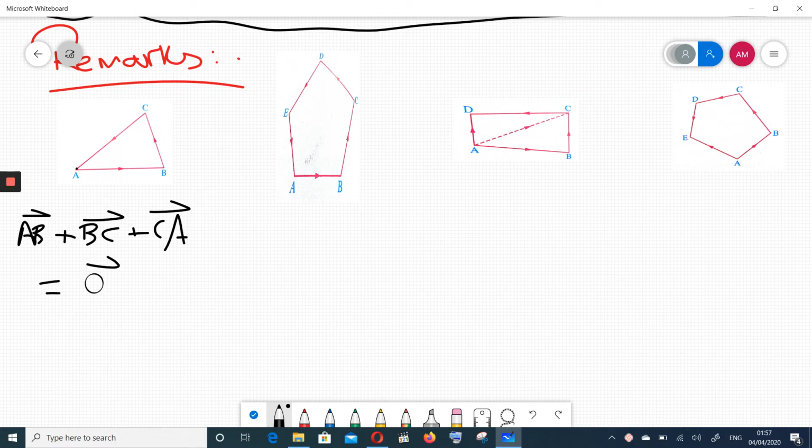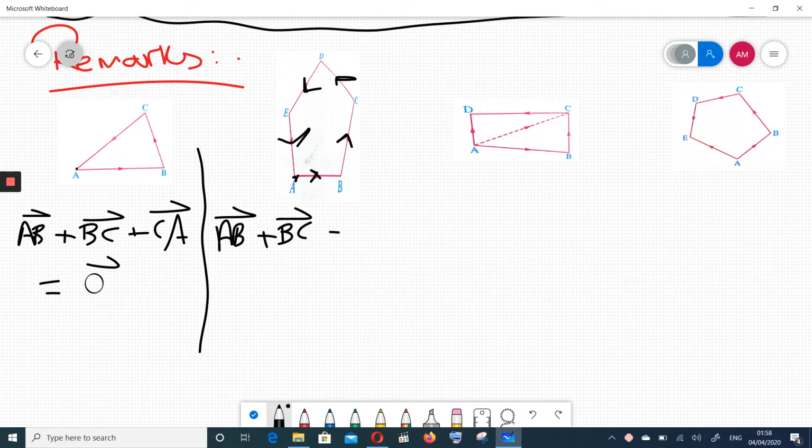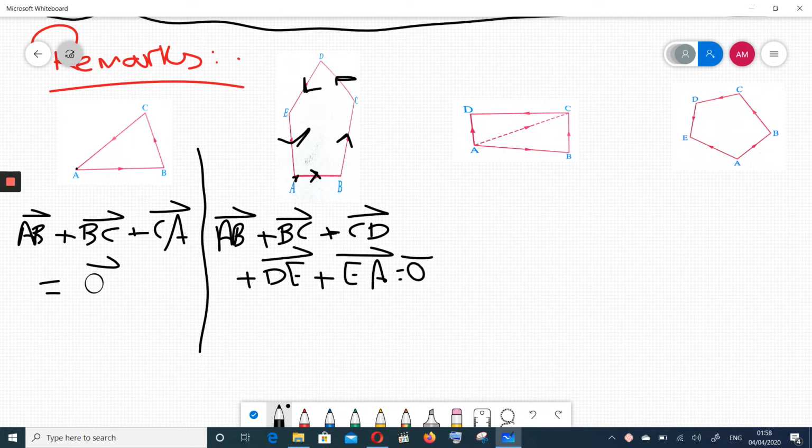And the second example in this figure: vector AB, vector BC, vector CD, vector DE, vector EA. It's also the same. The starting point is A, and we make a round till point A again. So the vector AB plus vector BC plus CD plus DE plus vector EA. The final answer is also the zero vector.